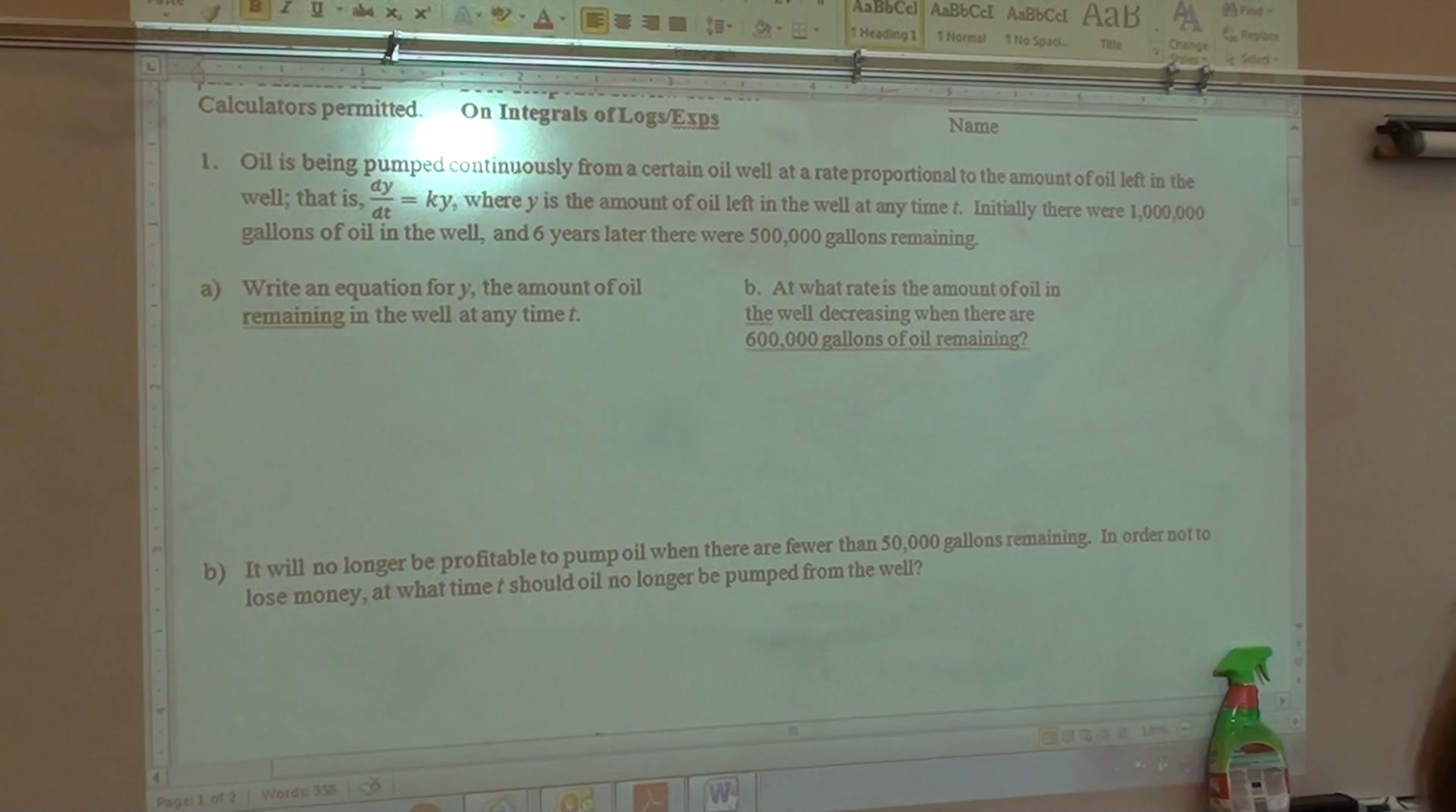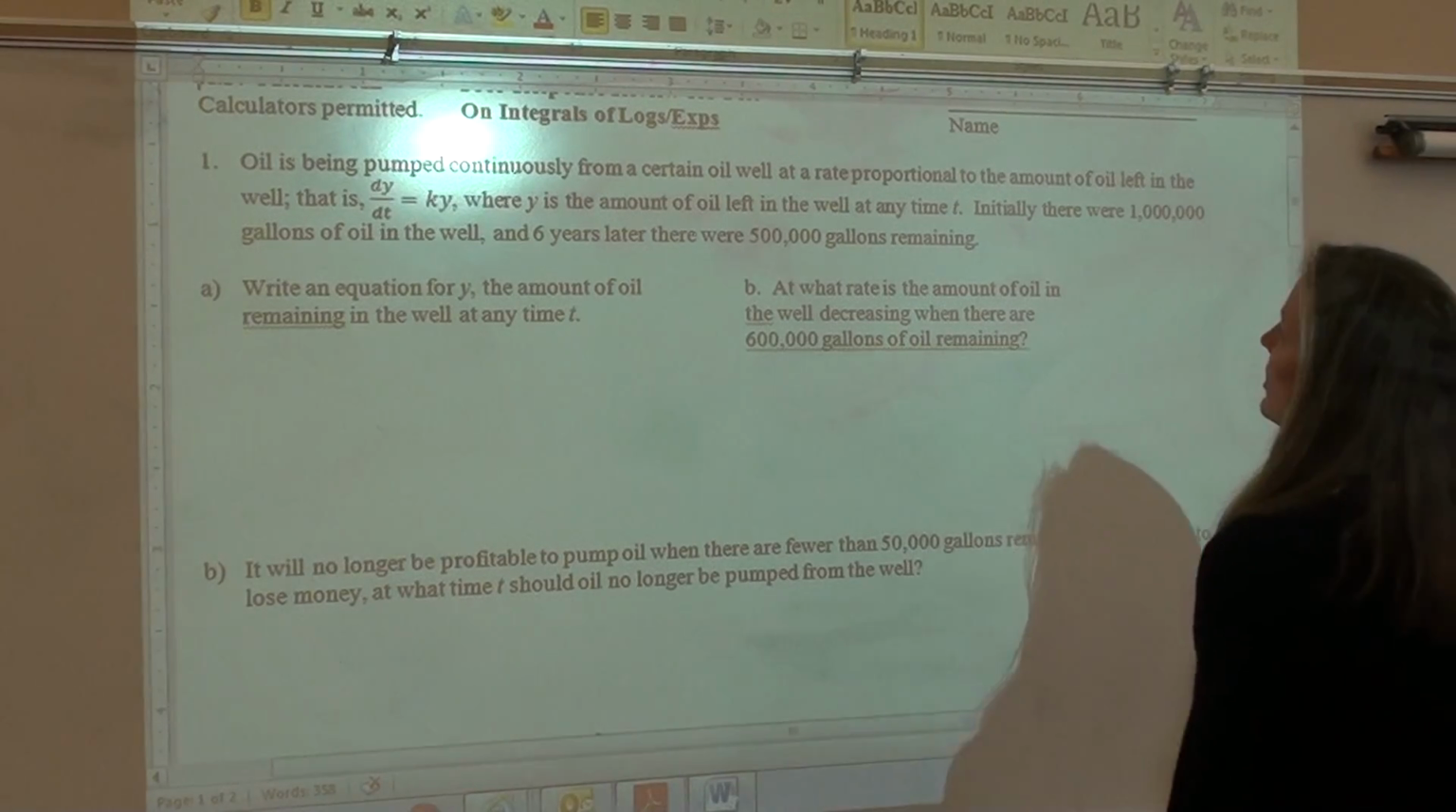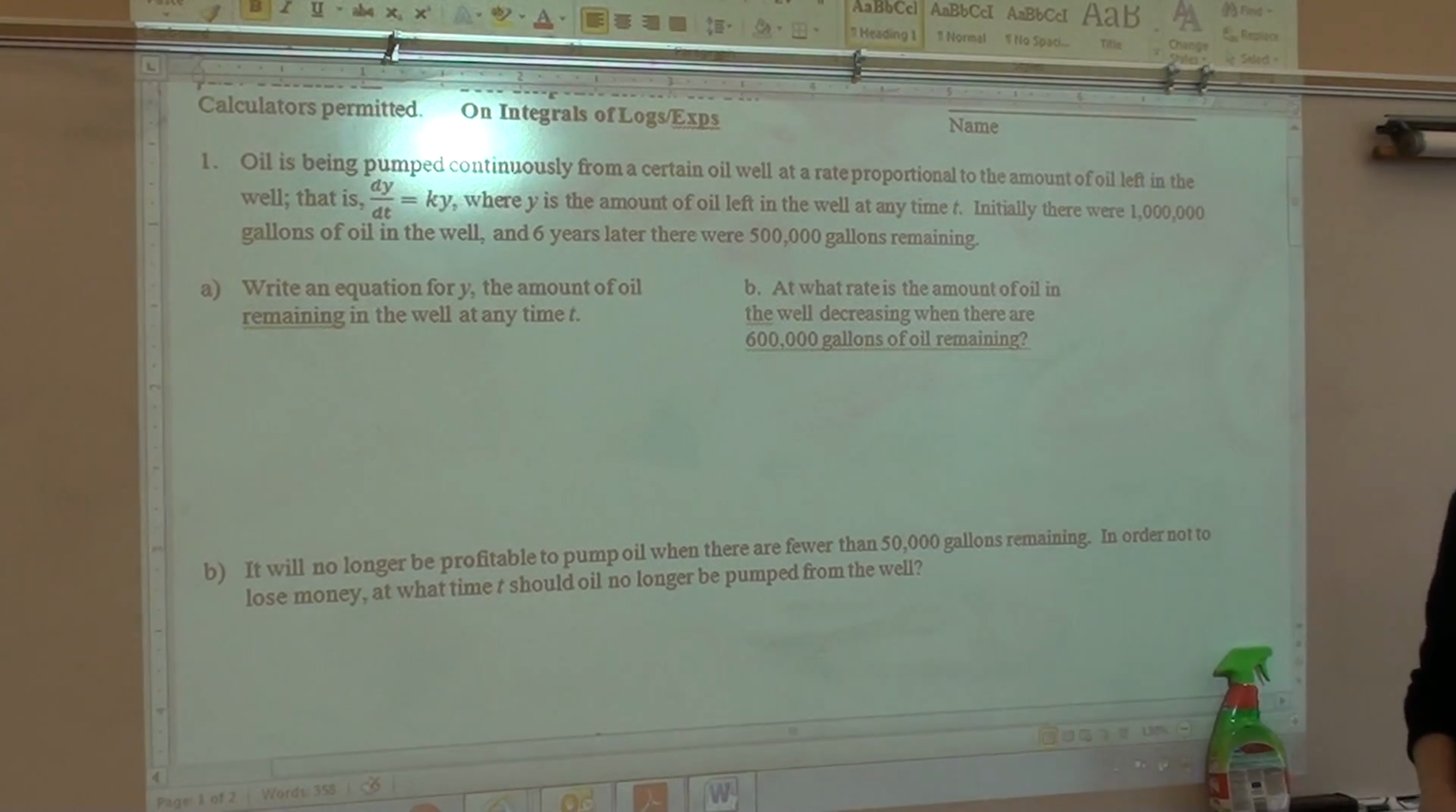So the first problem on the free response review talks about oil being pumped continuously from a certain oil well at a rate proportional to the amount of oil left in the well. That is dy/dt equals ky, where y is the amount of oil left in the well at any time t. Initially there are 1 million gallons of oil, 6 years later there are 500,000 gallons. That is not a lot of oil. They're not pumping a lot, no.